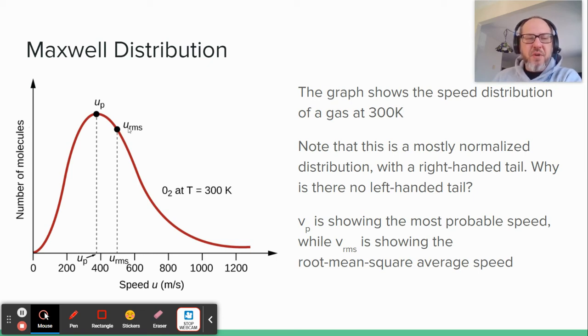But this is your root mean squared velocity, the average. The average is skewed towards the right from the most probable speed because of the right-handed tail here, because this goes on to theoretically infinity. And so there's a small number of particles that have a very, very high speed, which skews this average to the right.